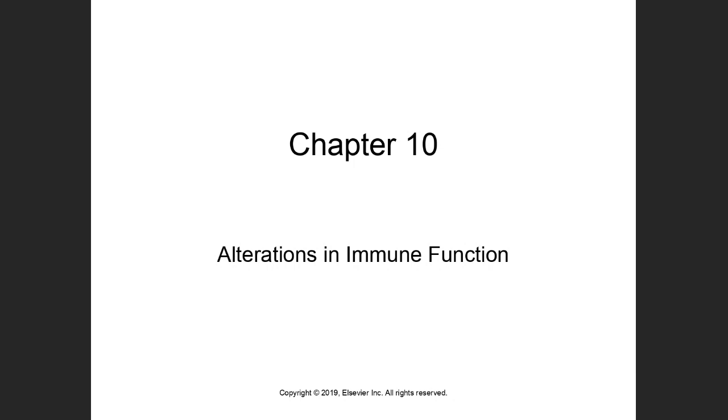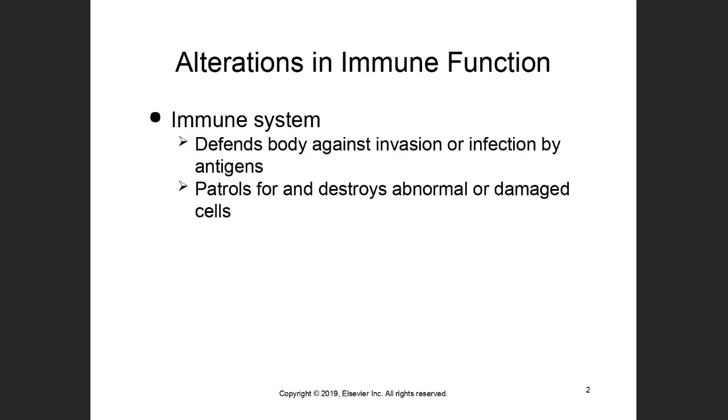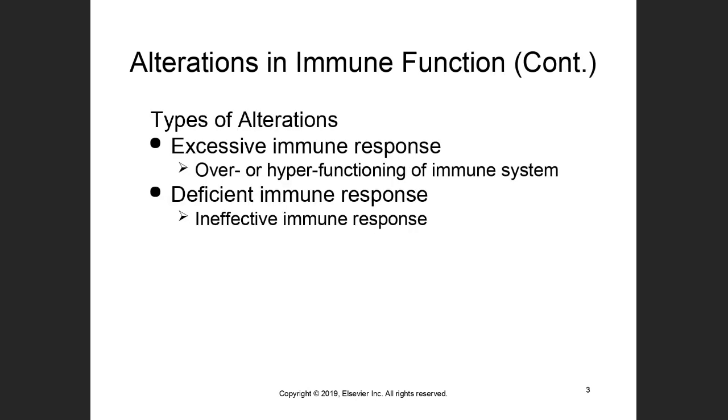Okay, if we don't have any question, then we start with chapter 10, that is alteration in immune function. So we are going to be talking about the immune system. The immune system is a defense of the body against invasion or infection by antigens. So anything that tries to get in our body, the first defense mechanism is the immune system.